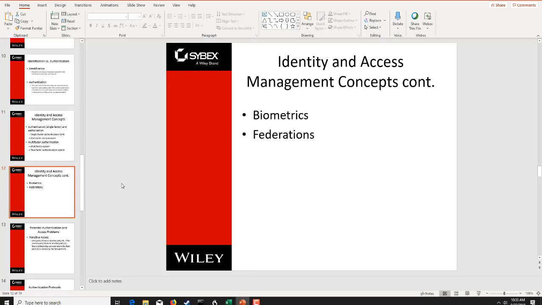So they also touch upon biometrics and federations. Biometrics have been around for a good 20 plus years now, and the technology has really started to solidify in the last 5 or so, especially with hand geometry, eye scanners, retina geometry, fingerprint scanners. They've gotten a lot more accurate. There are still times that they can be easily faked.